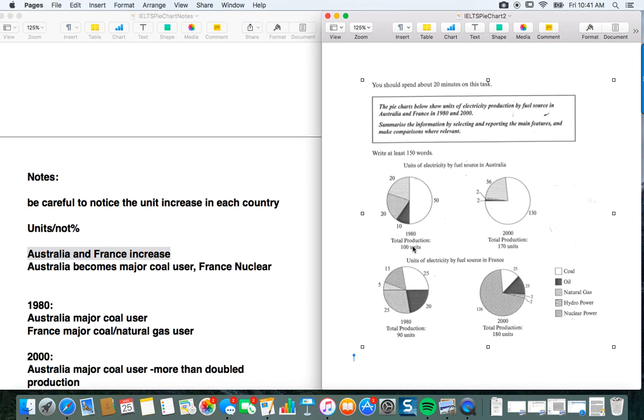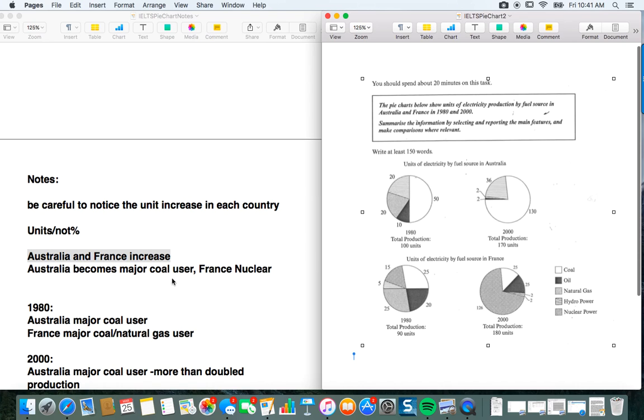Both Australia and France increase. Australia goes from 100 to 170, nearly doubling, and France does in fact double its production from 90 units to 180. So, in 1980, Australia produces more energy than France, but in 2000, France produces more than Australia. Again, small differences which can make a big difference in your score.